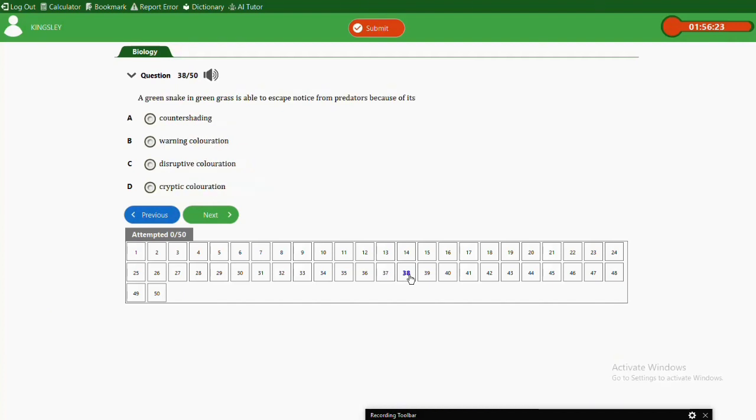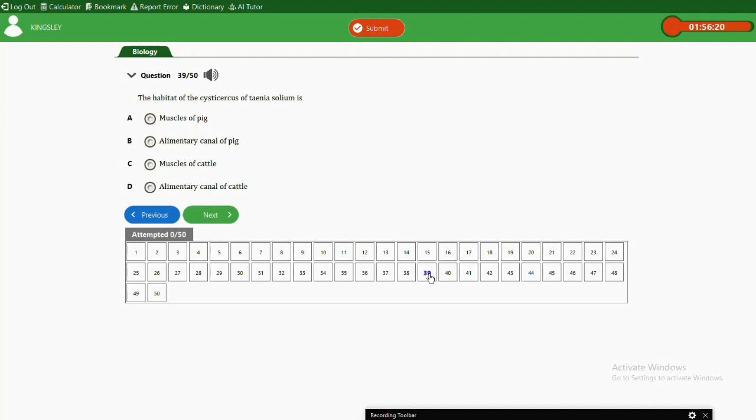So question number 38 says, a green snake in a green grass is able to escape notice from predators because of its A. counter shading, B. warning coloration, C. destructive coloration, D. cryptic coloration. So guys, like we said earlier on, cryptic coloration is just a camouflage. So cryptic coloration is the correct option here because this is a camouflaging coloration.